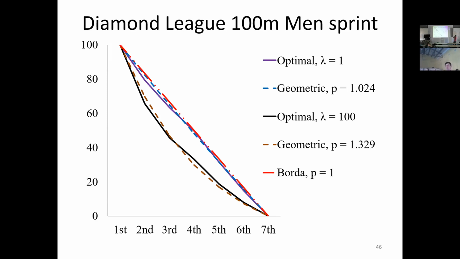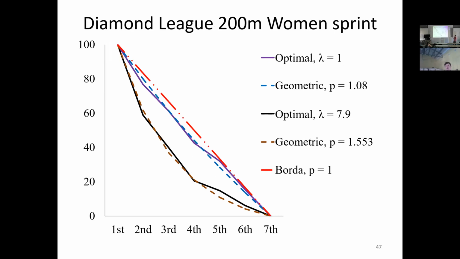And if an organizer followed lambda more than 1, for instance 100, then the optimal vector is black, and it can be closely approximated by a geometric vector which is brown. So for any goal of the organizer, on this data, we can follow both goals, to avoid paradoxes and to optimize our scoring vector, because statistical data are roughly uniform. And the same picture is for women's 200 meters events.